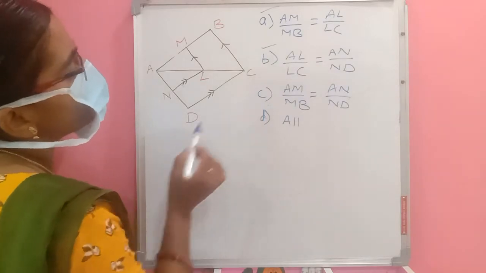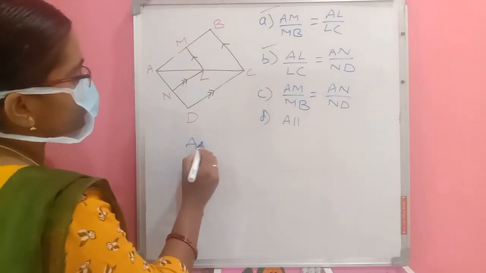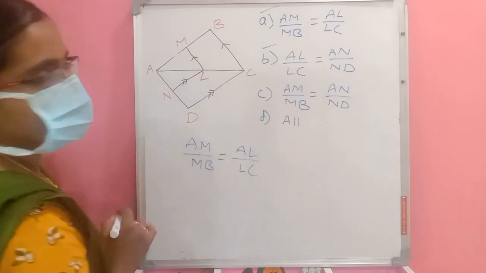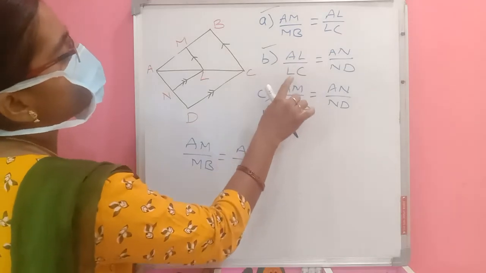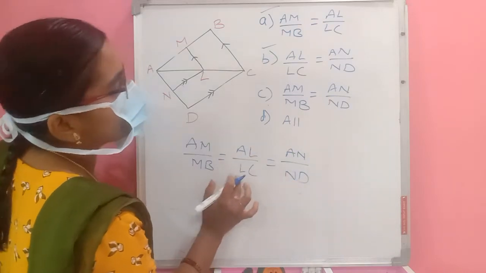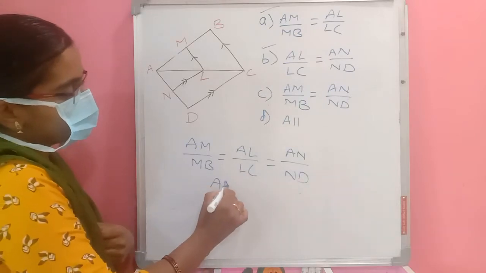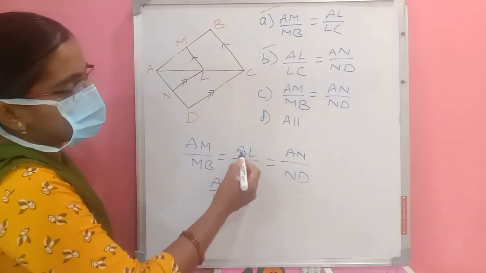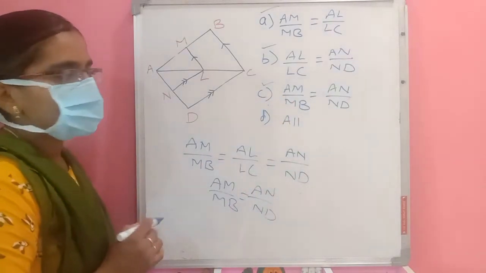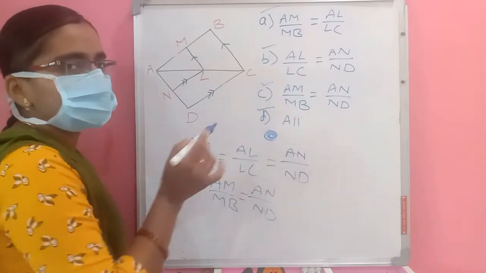Next, they have given the third option. Check it: AM by MB equal to AN by ND. Is it okay? From the first option, AM by MB is equal to AL by LC. But from the second option, AL by LC is equal to AN by ND. So from this we can directly write AM by MB is equal to AN by ND. Yes, then the third option is also correct. Therefore, option D, all is correct. So we have to go for option D.